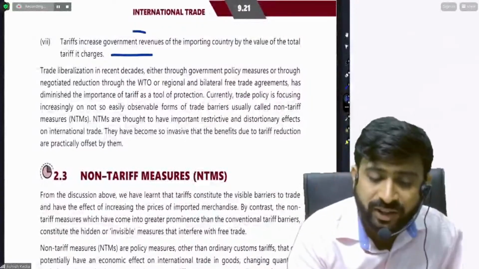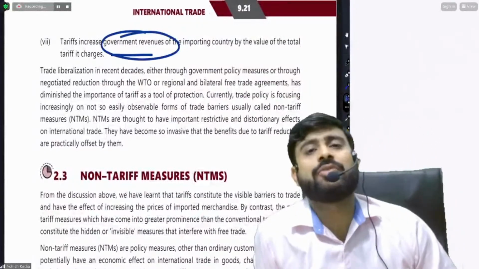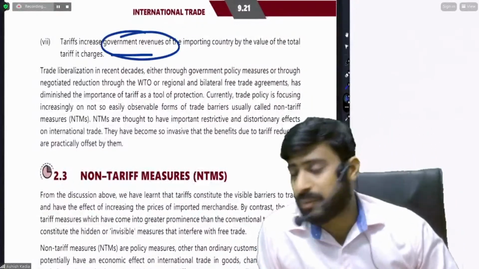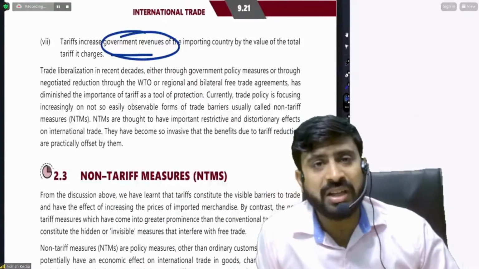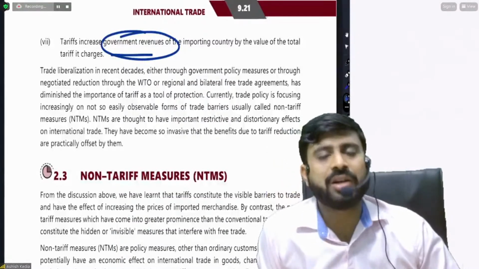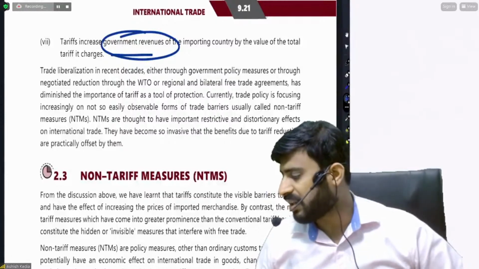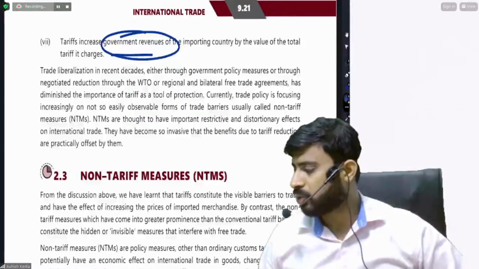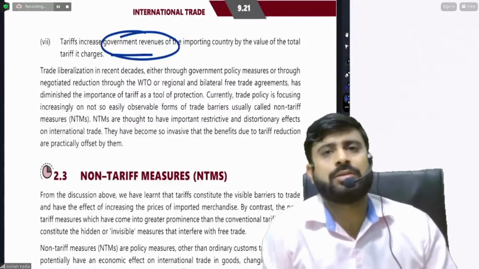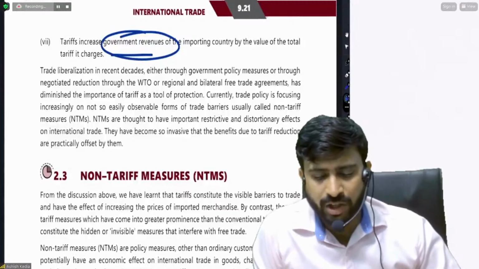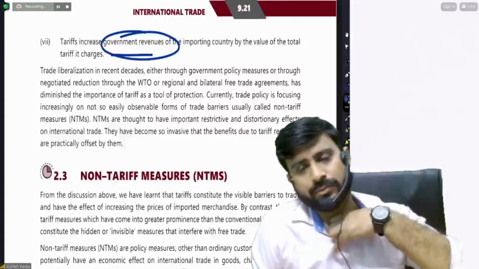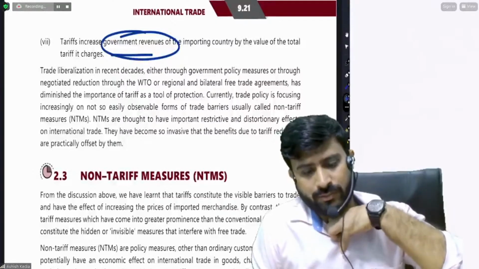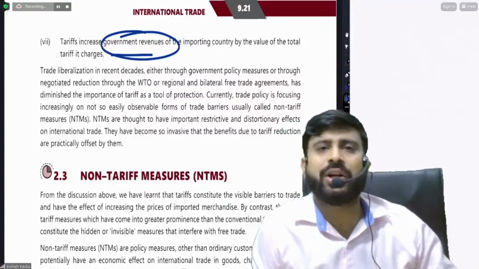And also tariff brings in government revenue in the form of import duties. A very important point rather. It brings in money for the government through which a country is run. So it's indeed a very important point, friends.